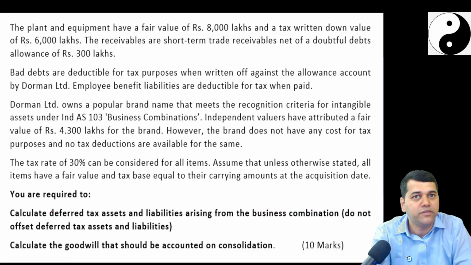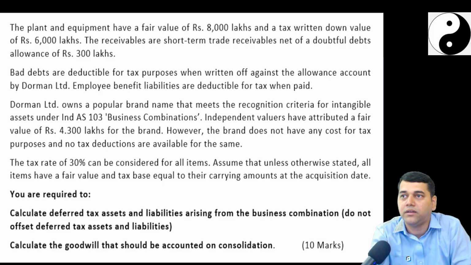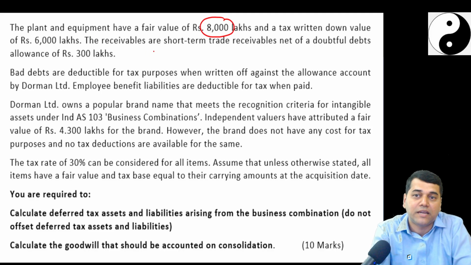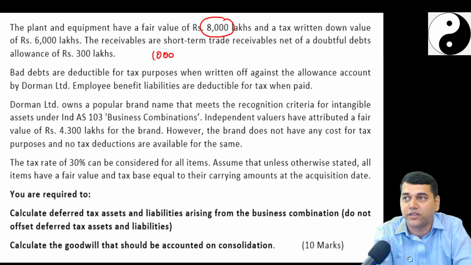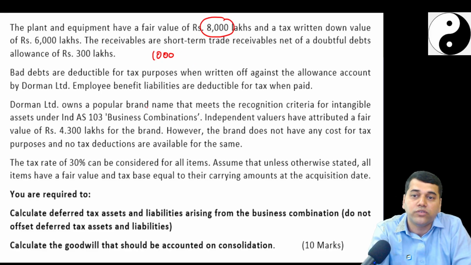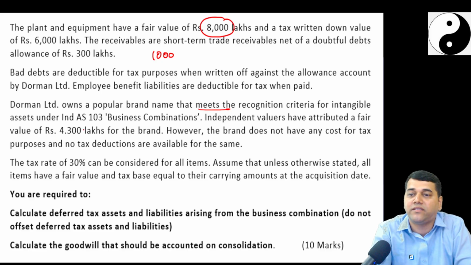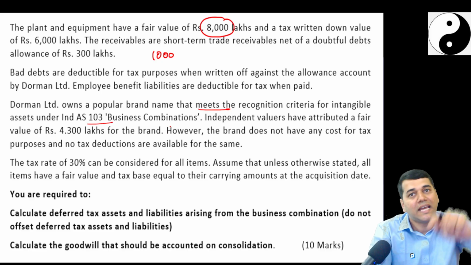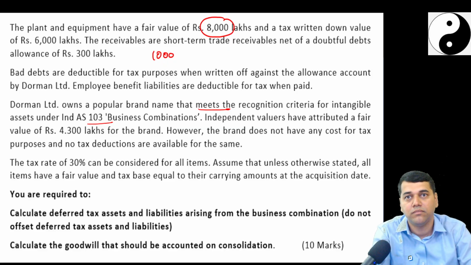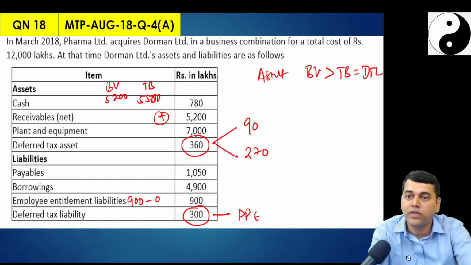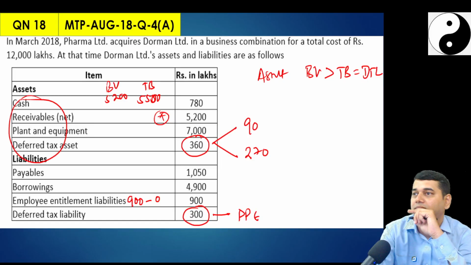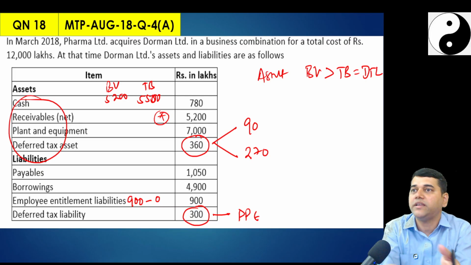Now, because of the business combination, is there anything going to happen? Yes. One thing is, the fair value of the PPE is going to increase, more than its book value. That means 1,000 rupees extra, because book value is 7,000. On this, deferred tax is going to come. Plus, Dorman owns one popular brand name which meets the definition of intangible assets under Ind AS 103. But can you recognize the intangible asset, the brand name? No, that's why you don't see that asset on the asset side. Why? Because it is an internally generated asset.